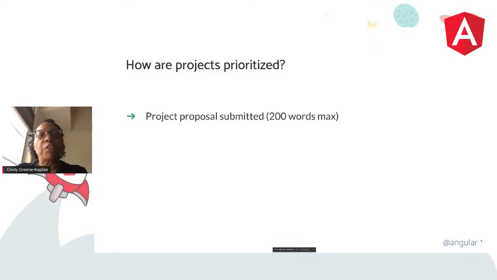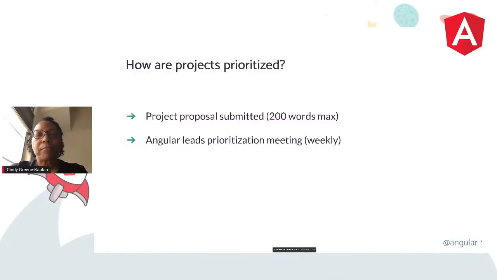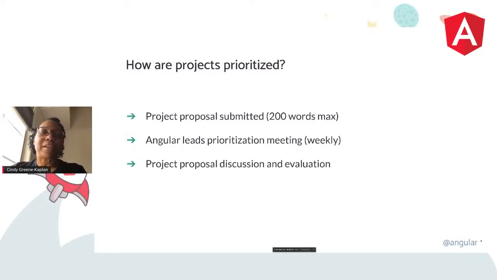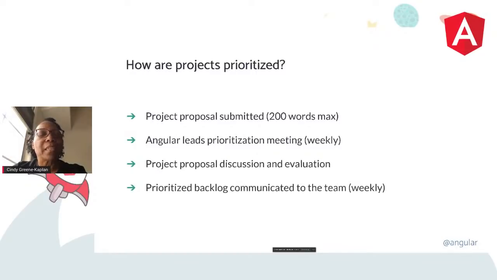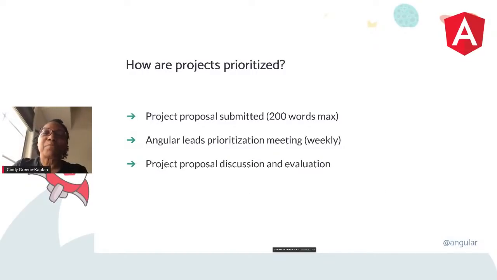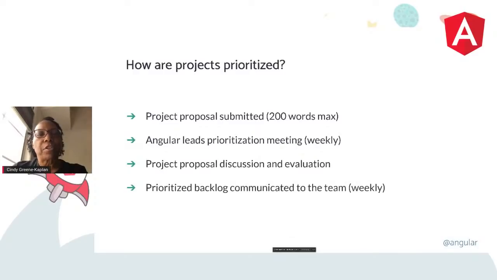The Angular leads review all incoming prioritization project proposals on a weekly basis. There is discussion around the particular project proposal and evaluation. As you can imagine, there's quite a lengthy queue of projects, a backlog, and so during that discussion, each particular proposal is evaluated, and basically, what's the impact? Is this a project that needs to be done immediately? Is it something that can wait a little while, or can it just be put on the back burner for a while longer? The results of all of that discussion and the prioritized backlog is communicated to the team on a weekly basis.